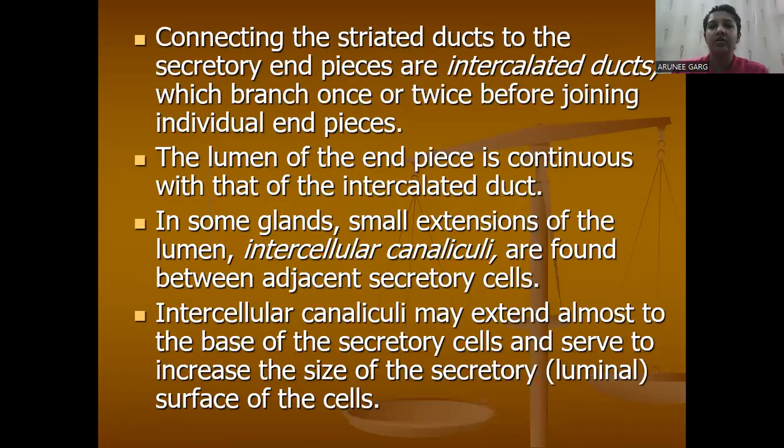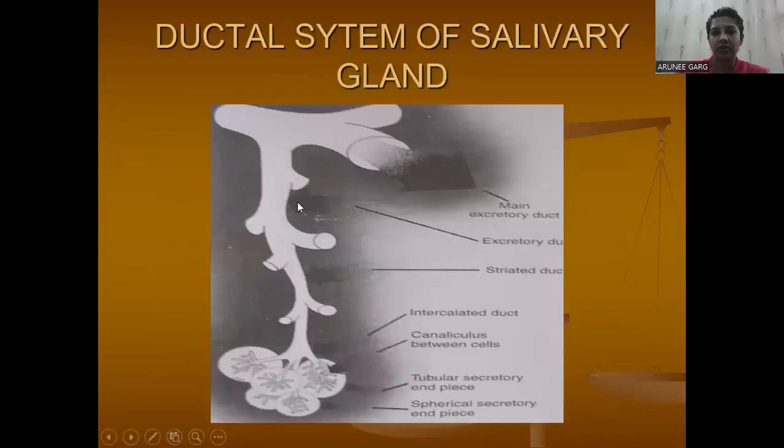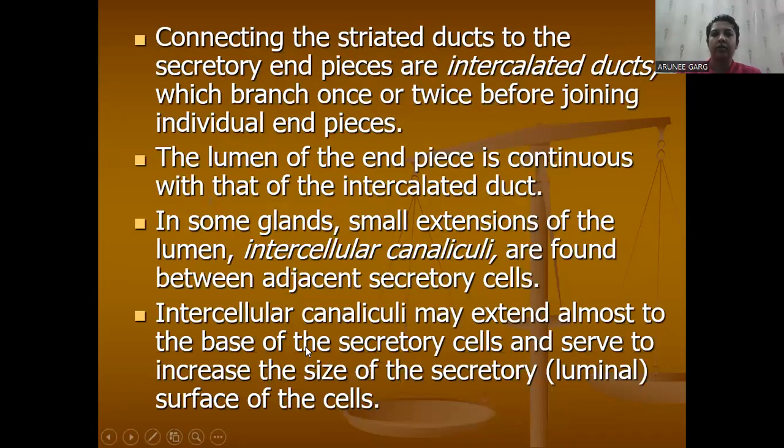Connecting the striated ducts to the secretory end pieces are the intercalated ducts. Like we saw here, these are the striated ducts, and connecting to the end pieces are the intercalated ducts, which branch once or twice before joining the individual end pieces. The lumen of the end piece is continuous with that of the intercalated duct. So it is the end piece, then the intercalated duct, followed by the striated duct, and finally the excretory duct.